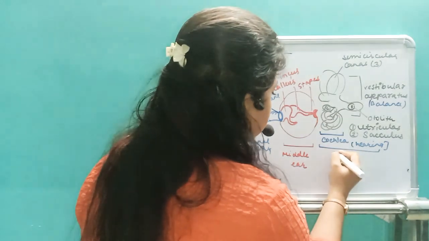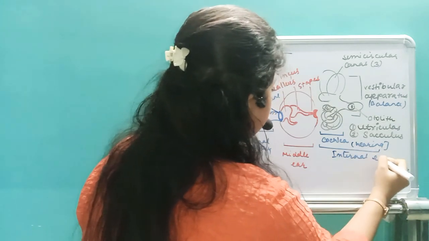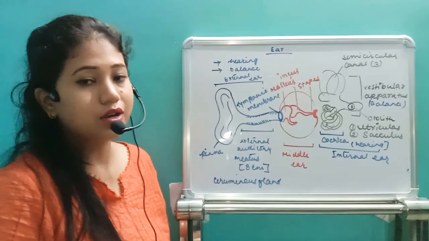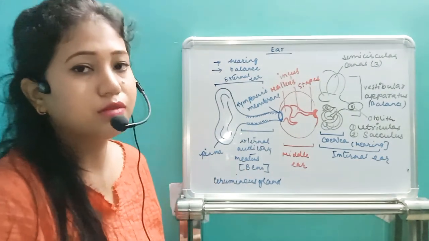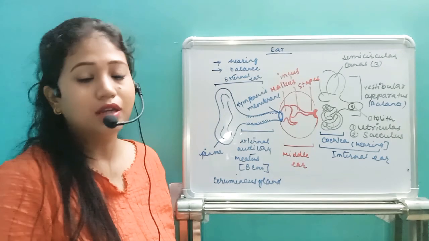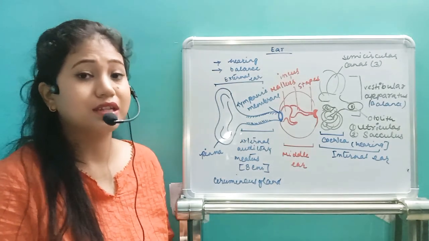Next one, this part will be called the internal ear. Okay, so our ear is going to have three parts. External ear, that comprises the pinna and external auditory meatus. Second one is the middle ear. In the middle ear we have three bones. They are malleus, incus and stapes.